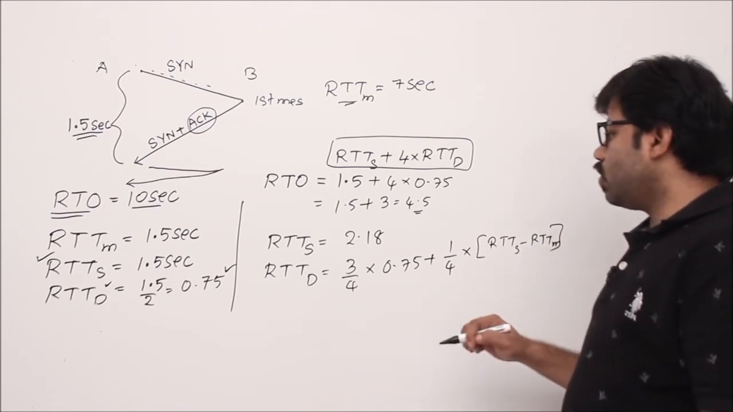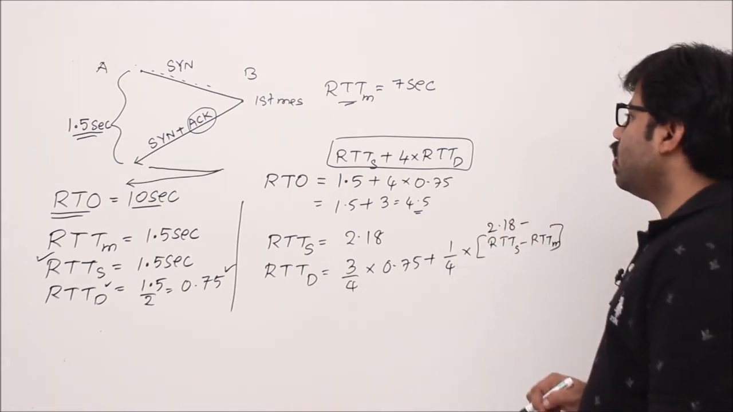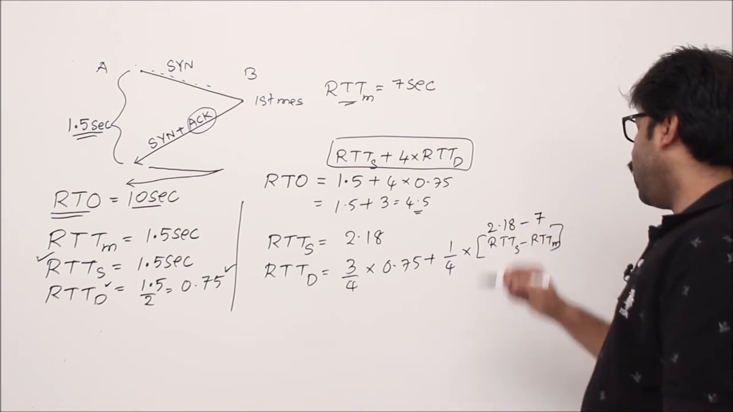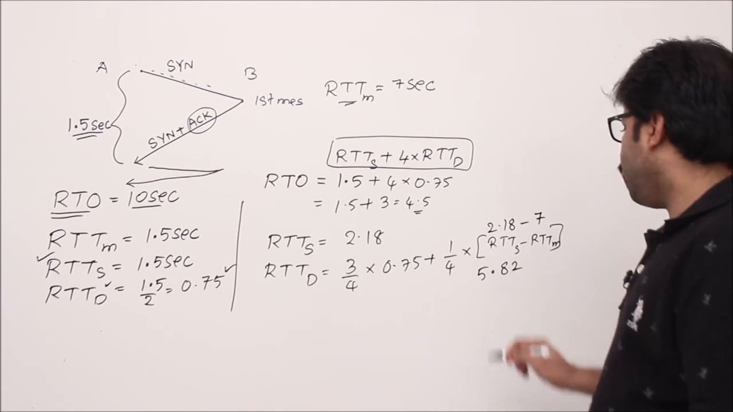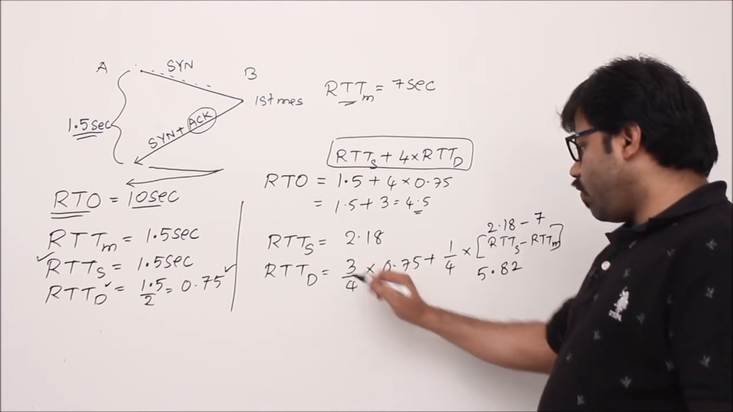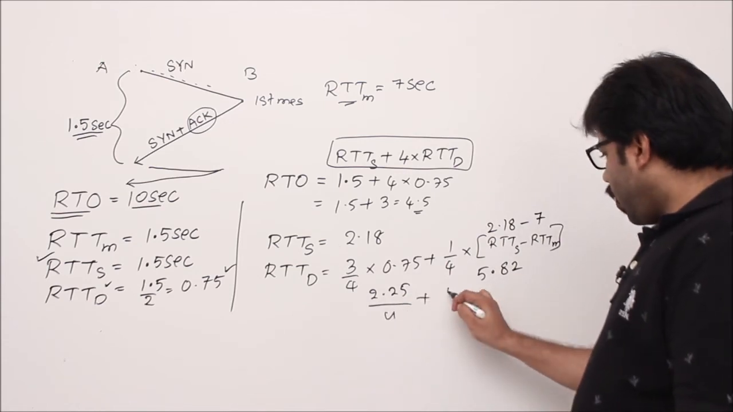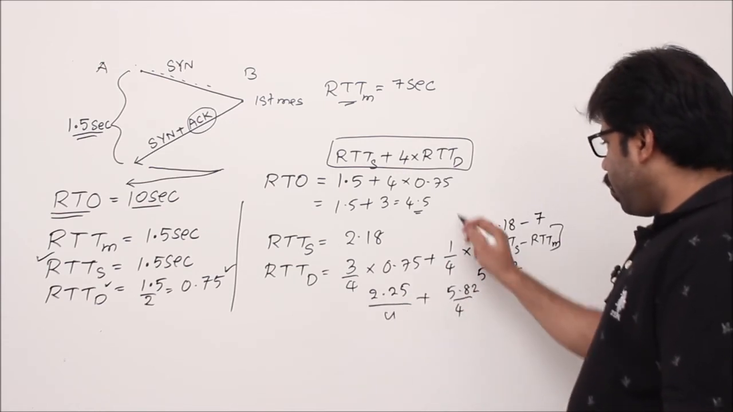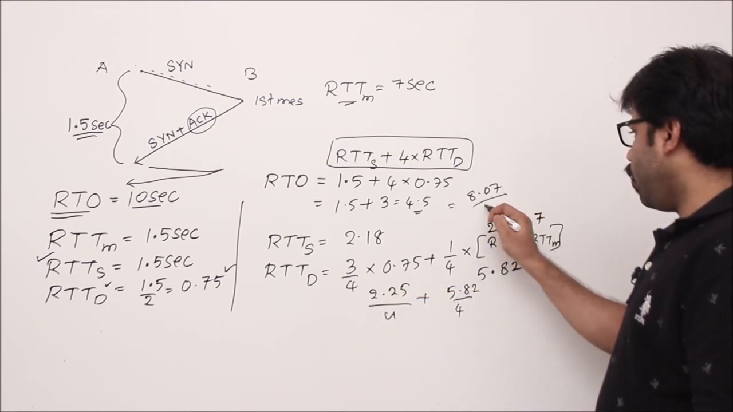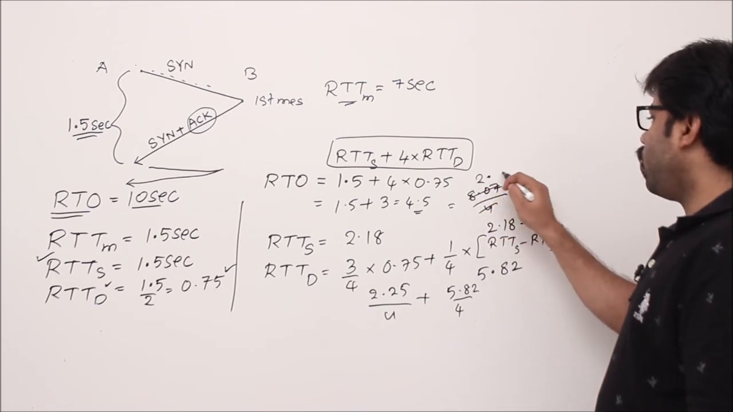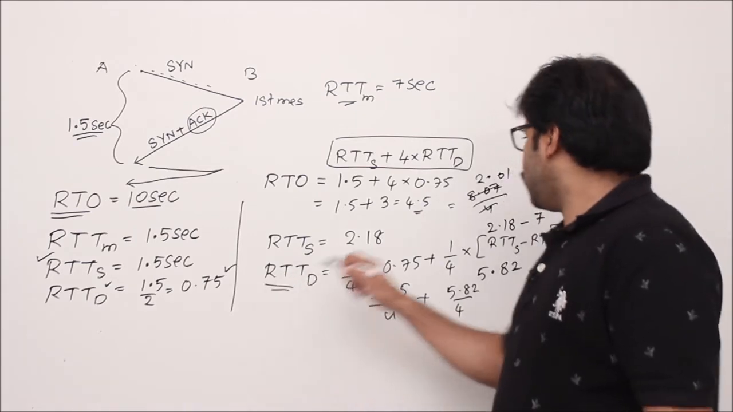What is RTT smooth? RTT smooth is 2.18, minus the RTT measurement. The current measurement is 7 seconds. So 7 minus 2.18 is 5.82. Okay, so 0.75 into 3 is 2.25, it's a simplification, that's it. So 2.25 by 4 plus 5.82 by 4. If you simplify, it is about 8.07 by 4, which is around 2.01. So RTT deviation is 2.